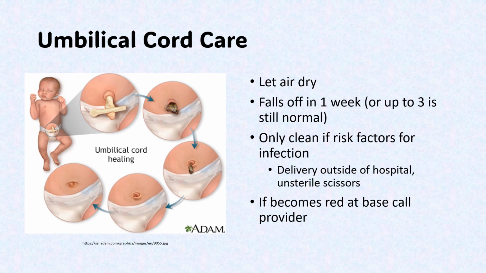The best strategy has been found to keep the cord clean and dry until it naturally falls off in about 1 week, but it can take up to 3 weeks. Wetting the cord can extend the time it takes to fall off. If the umbilical cord is at high risk for omphalitis, like the cord was cut with unsterile scissors or the delivery was outside the hospital, it can be cleaned with an antiseptic then allowed to dry. If redness develops near the umbilical cord stump, it should be evaluated.